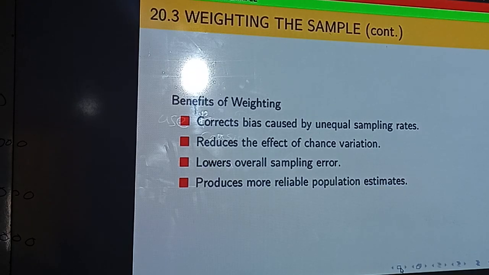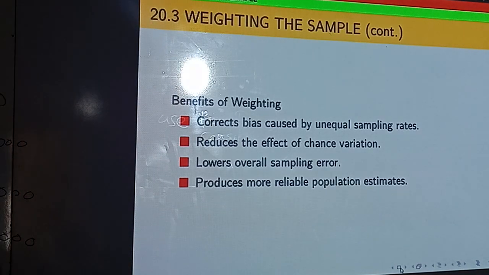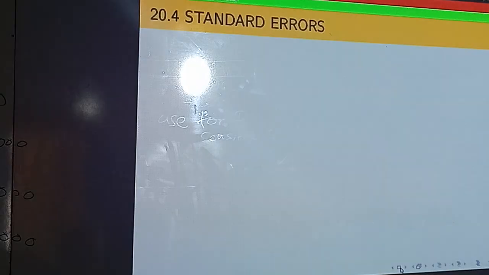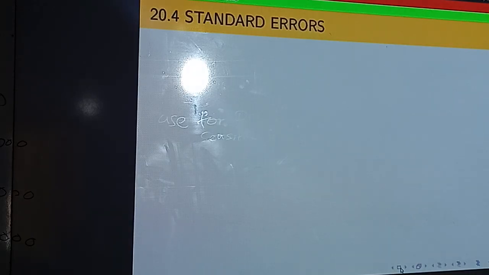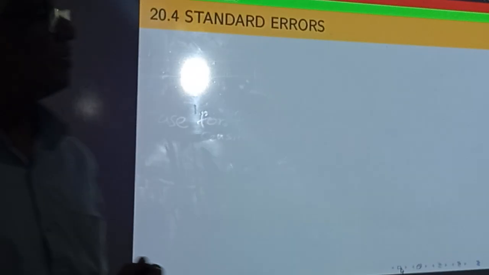So what are the benefits? A possible bias is corrected to some extent by doing this. It reduces the effect of chance variation, lowers overall sampling error, and produces more reliable population estimates. Those are the benefits of weights. So that's how they calculate the quantities.